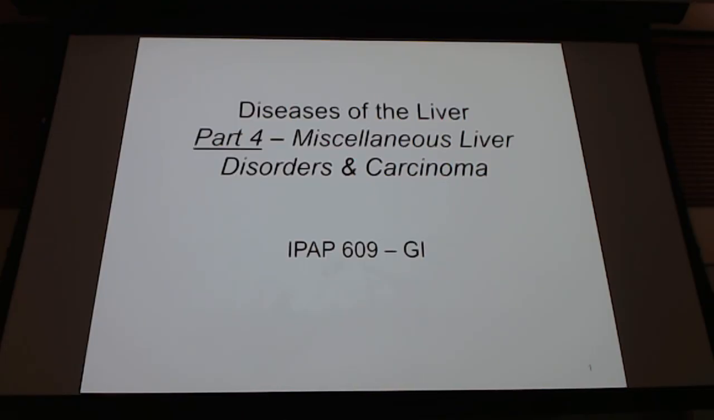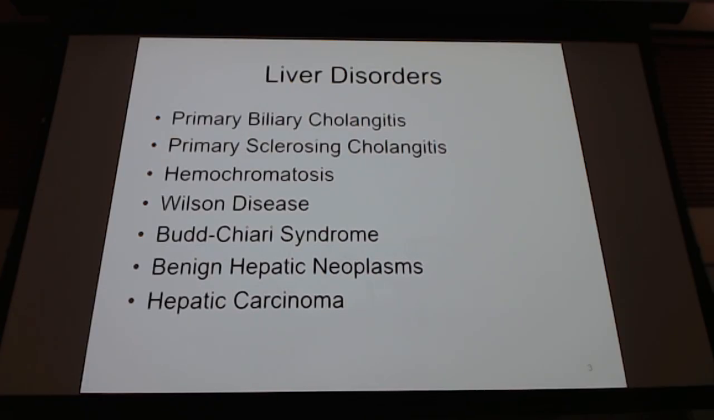So, diseases of the liver: we've got miscellaneous as well as carcinomas. When we say miscellaneous, here's the order we're going to go in. I know we already touched on hemochromatosis, but we're going to touch on it again. Then cholangitis, which is typically an infection in the biliary tree. We talked about Wilson's disease. I talked about Vecchiori a little bit, but we'll go more in depth. We'll talk a little about benign tumors and then get into hepatic carcinoma.